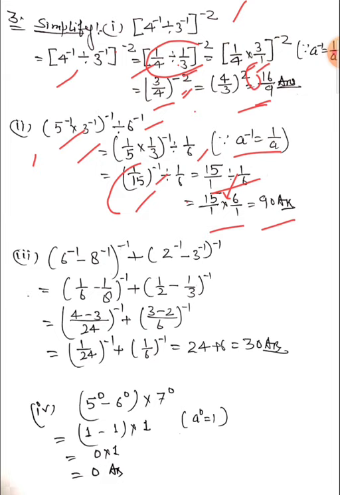Then third question, 6 raised to power minus 1 minus 8 raised to power minus 1, whole power minus 1, plus 2 raised to power minus 1 minus 3 raised to power minus 1, whole power minus 1. So firstly we can convert into which form? Fraction form, because here is a power minus 1, so we can write 1 upon a. 6 raised to power minus 1 means we can write 1 upon 6 minus 1 upon 8, whole power minus 1, plus 1 upon 2 minus 1 upon 3, whole power minus 1.